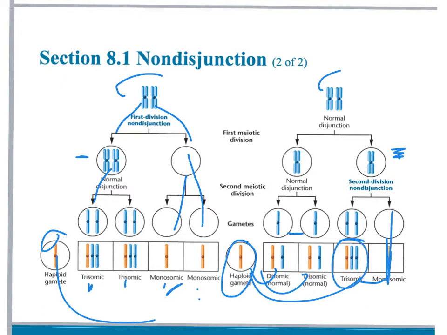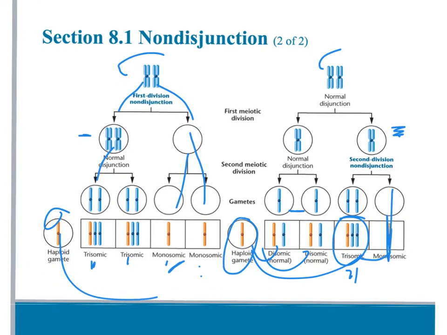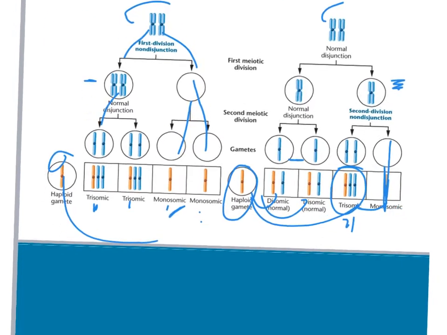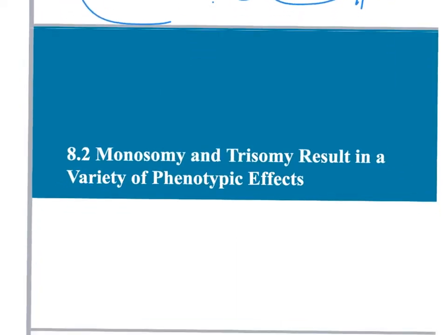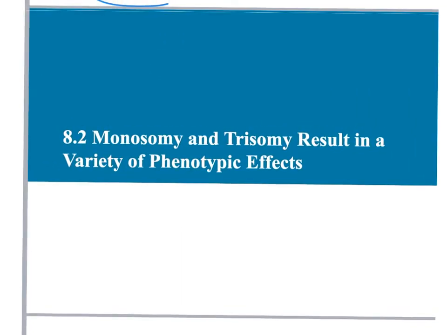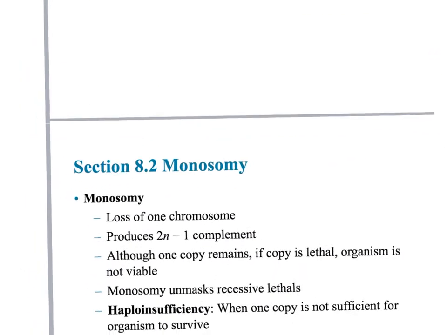And then if the trisomy is 21, that's okay, that's Down syndrome. But with 18 and 13, Patau and Edwards syndrome, or I said that backwards, 13 is Patau and 18 is Edwards syndrome, neither of those are consistent with life. And monosomy and trisomy result in a variety of phenotypic effects.